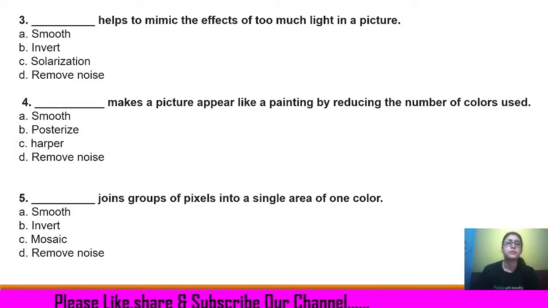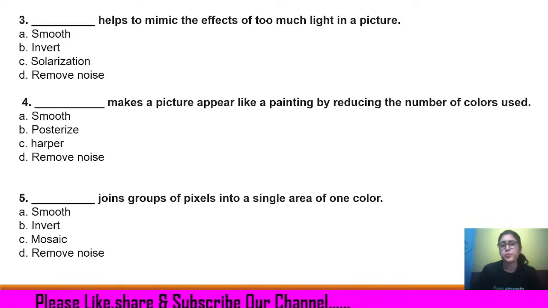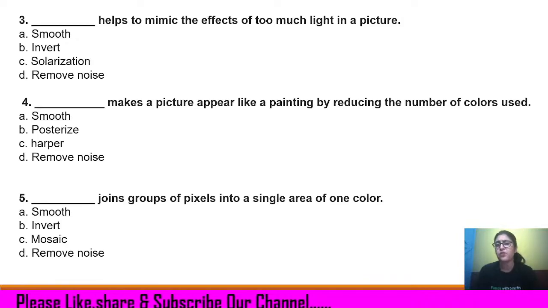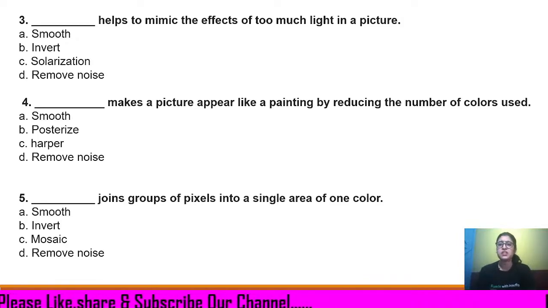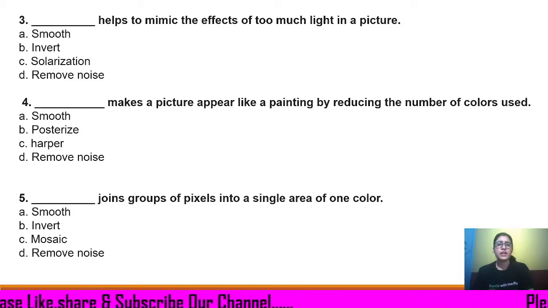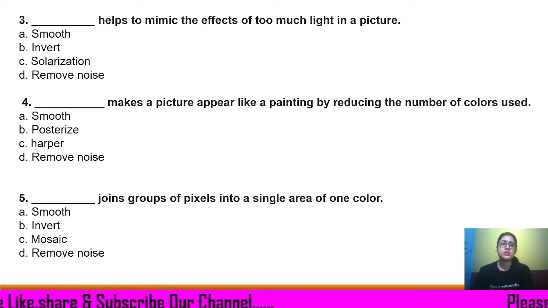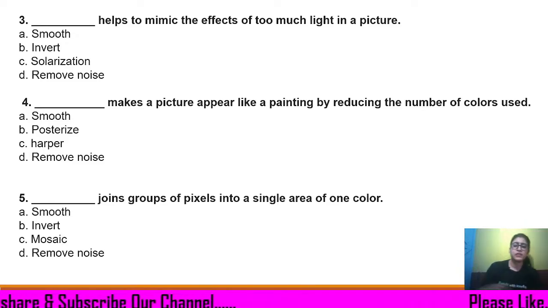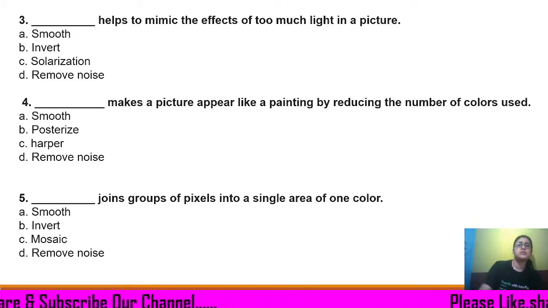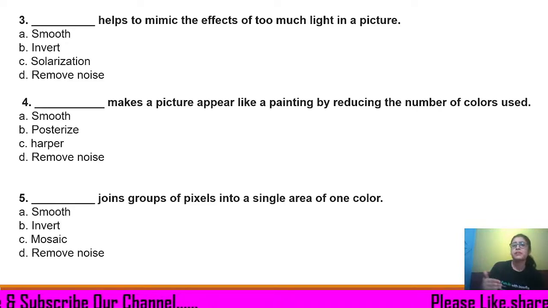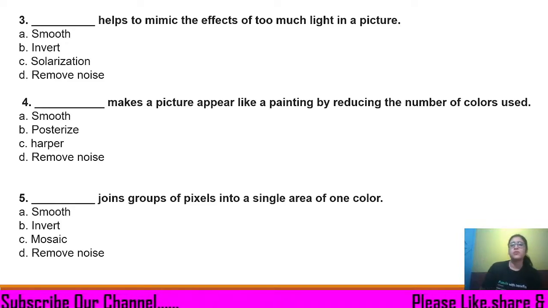What is number three? Dash helps to mimic the effect of too much light in a picture. A, smooth. B, invert. C, solarization. D, remove noise. So, what will be the answer? Helps to mimic the effect of too much light in the picture.